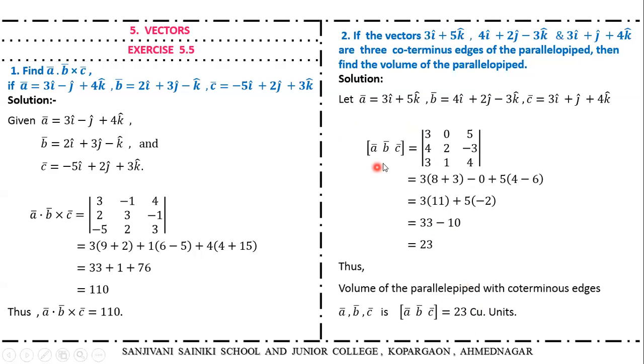We can use this formula because a̅, b̅, c̅ are coterminous edges. If these are not the coterminous edges, we cannot use this formula to find the volume of the parallelepiped. Okay.